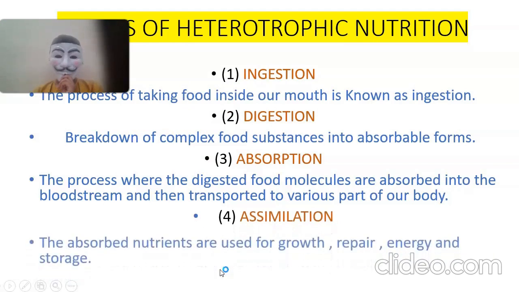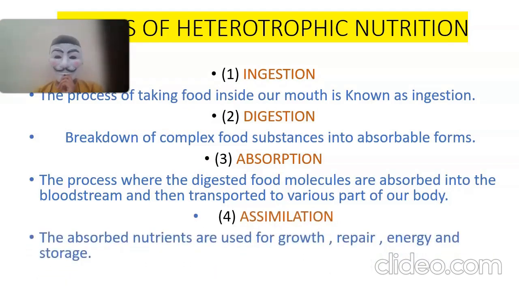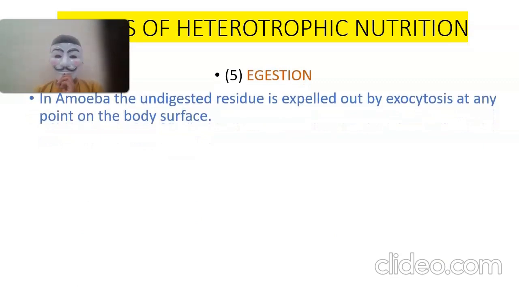Assimilation: the absorbed nutrients are used for growth, repair, energy, and storage, which is known as assimilation. And last, egestion. In amoeba, the undigested residue is expelled out by exocytosis at any point on the body. The removal of food from the large intestine.